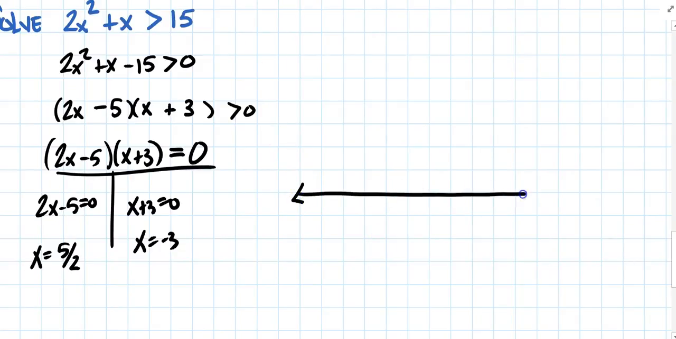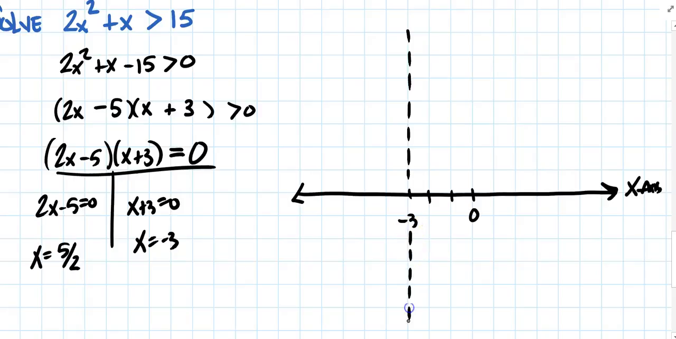So what we're going to do is draw a number line, and this is going to represent the x-axis. And on that number line, I always have to put the number 0, just so I give myself a reference point. And then I'm going to put my critical values of negative 3. So here's negative 3, and I'm going to draw a dashed vertical line at negative 3. I'm also going to put a line at 5 halves, which is 2.5. So 1, 2, and then a half right there.